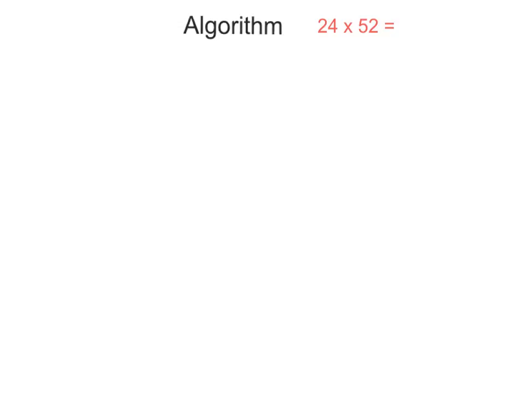We're going to use an algorithm to solve this problem, 24 times 52. So if I write this out, 24 times 52, what I'm going to do is I'm going to times, first of all, everything by the 2. So if I times 4 times 2 gives us 8, then 2 times 2 gives me 4.